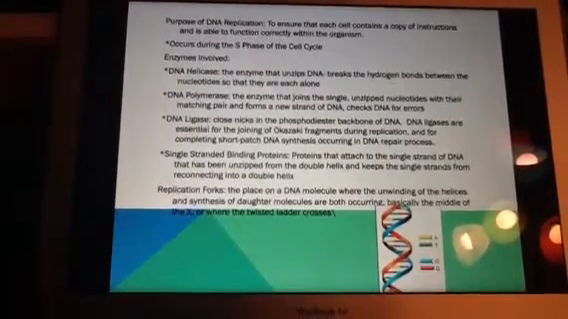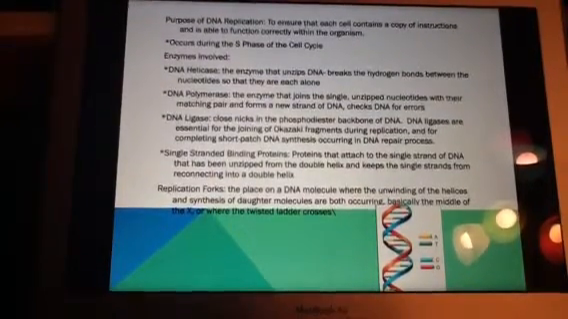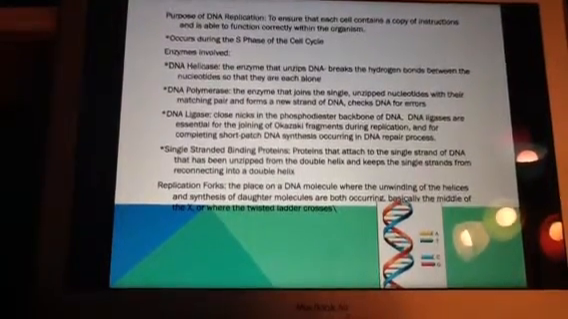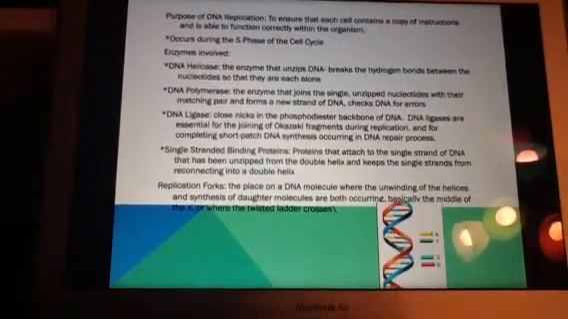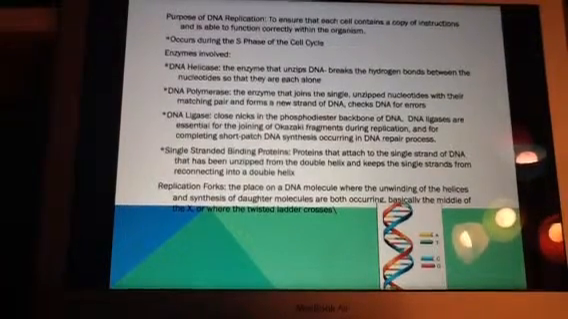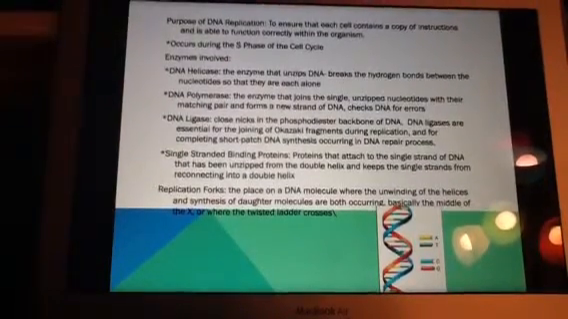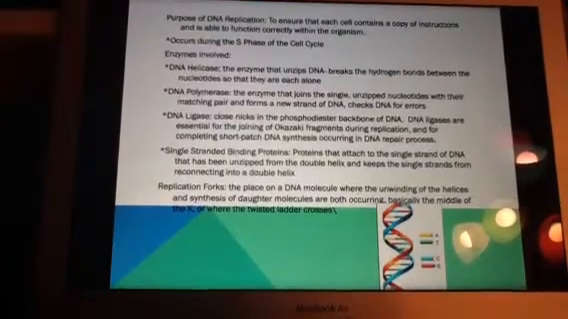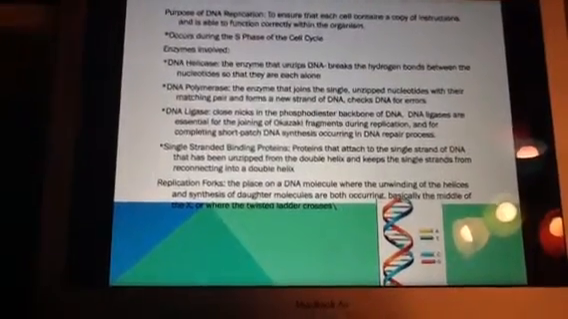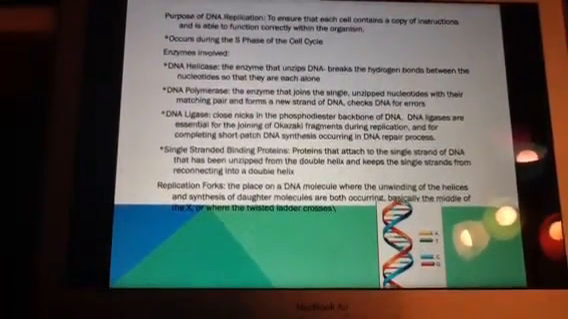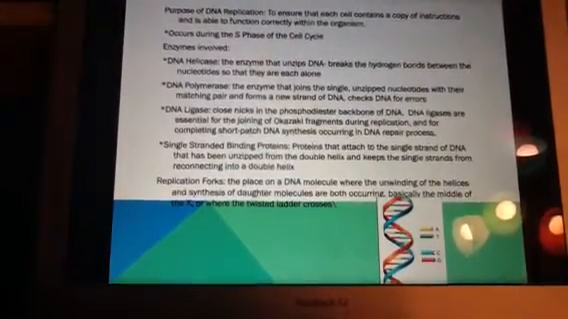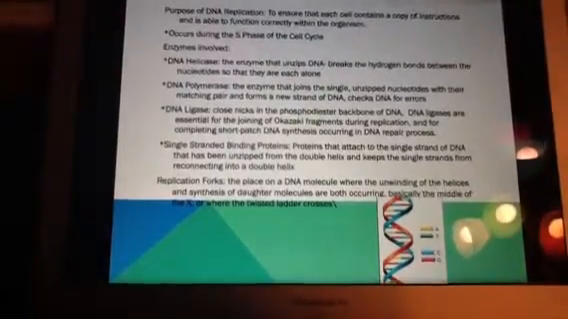The DNA ligase closes nicks in the phosphodiester backbone of DNA. They are essential for the joining of the Okazaki fragments during replication and for completing a short patch DNA synthesis during the DNA repair process. And then the single-stranded binding proteins are proteins that attach to the single strand of DNA that's been unzipped from the double helix and keeps the strands from reconnecting to the double helix. So it just makes sure that when they are unzipped for replication, they don't join back together, so that they can form with the other pair to make a copy of itself.